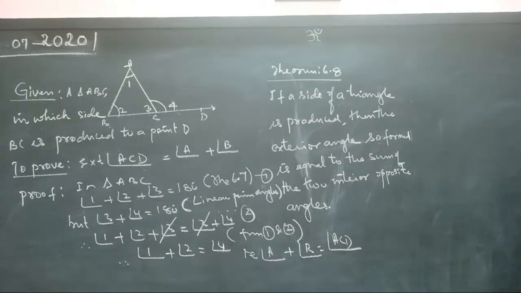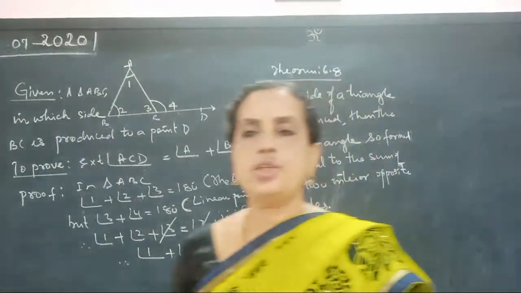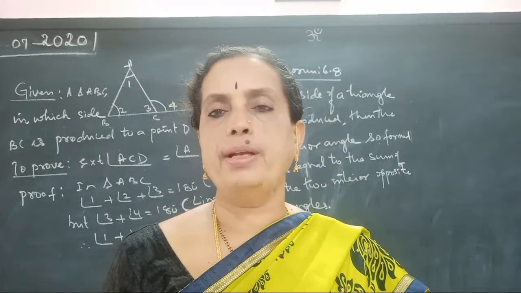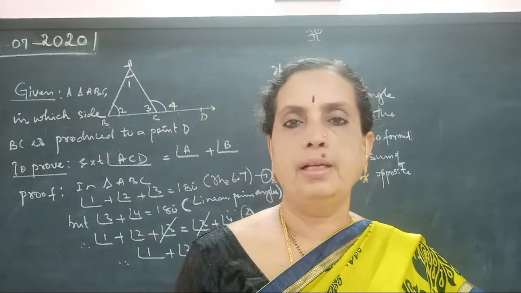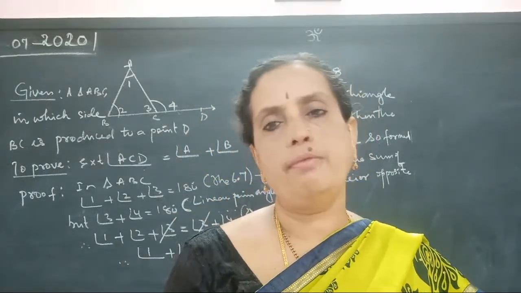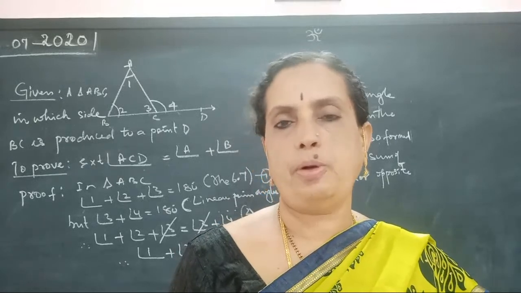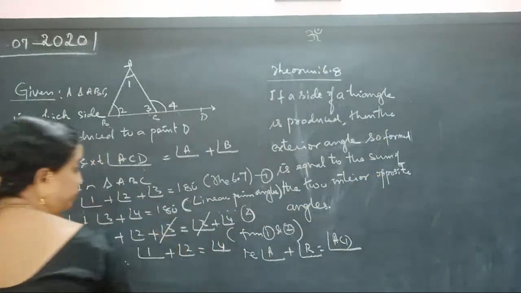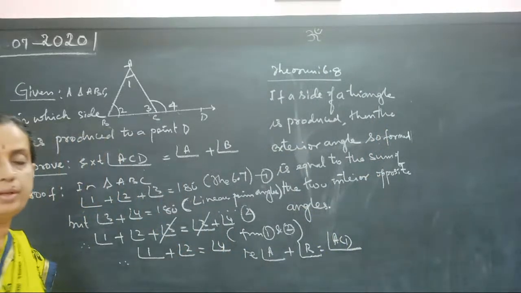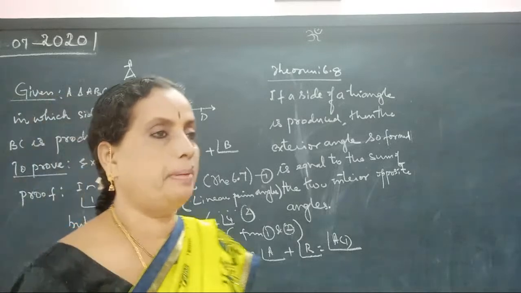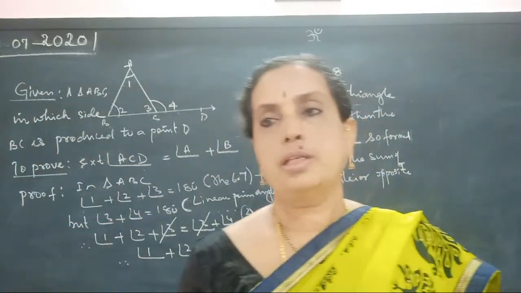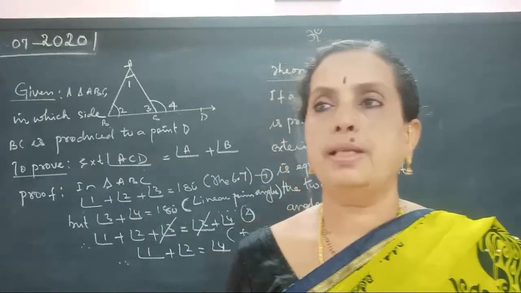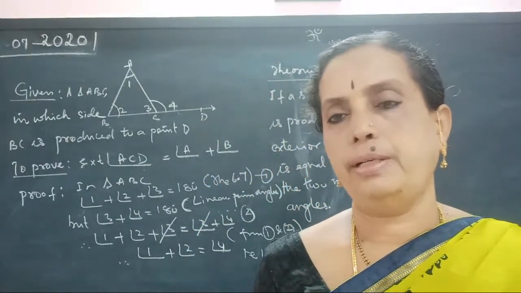Is it clear? Now, based on the theorems I taught today, that is theorem 6.7 and 6.8, I'll give simple problems, then we can go with the exercise problems. Okay? Is it clear to everybody? So you have to repeat along with theorem 6.6, this 6.7 statement as well as 6.8 statement.